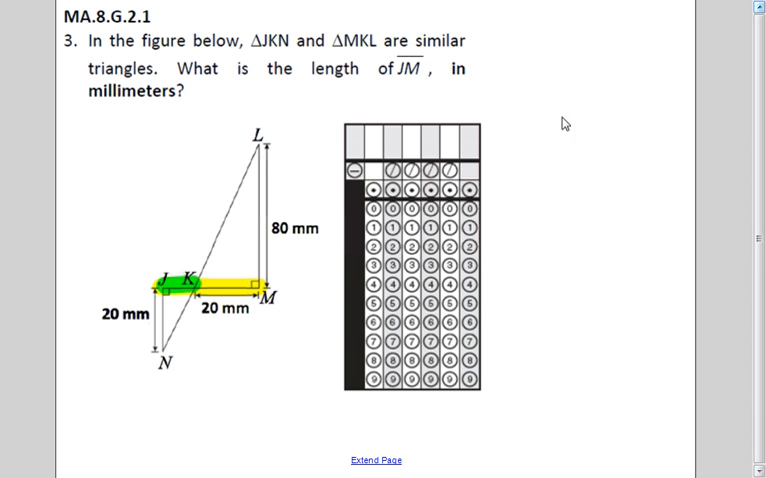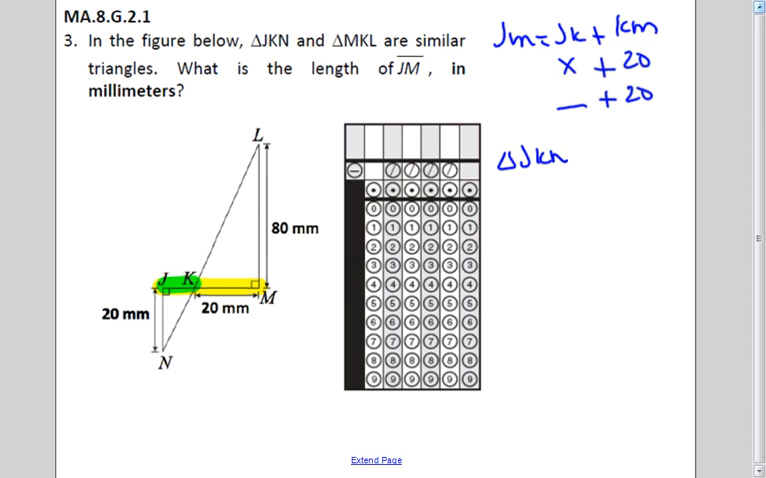So we write an expression that says that JM is equal to JK plus KM. We know that JK is going to be X because we don't know what it is, plus KM, which in this case is 20. So we know we're going to be looking for something to add 20 to, which means now we need to use a proportion, to set up a proportion.